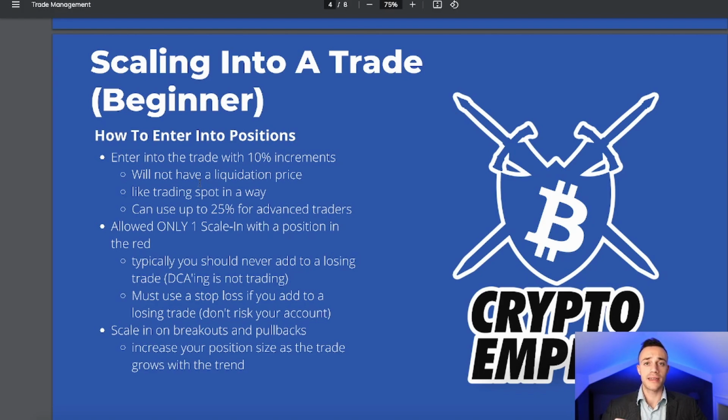Okay, you see where I'm going with this? And then price breaks out from that previous local high it made and makes a higher high. When we see that breakout, we go in another 10. Or if you want to go heavier, if you're more advanced, you can go 25% at a time. But right now I'm talking to beginners for the most part. So you scale in on breakouts and pullbacks. I'll be hopping into the charts with examples later on in the video, but that's the basics of it. It's very simple for the most part. Once you understand how to do this, it's going to make your trading so much easier. All right, so that's scaling into a trade.